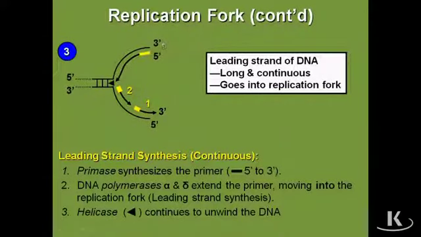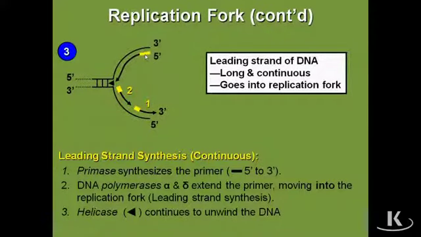Now, why is that long and continuous? Why do we call it a leading strand? It has to do with the rules of DNA replication. Remember, the polymerase has to read a template from 3' to 5', and it has to synthesize a copy from 5' to 3'. As this replication fork opens up even more, this template can continue to be read from 3' to 5'. This product can continue to be synthesized from 5' to 3'.